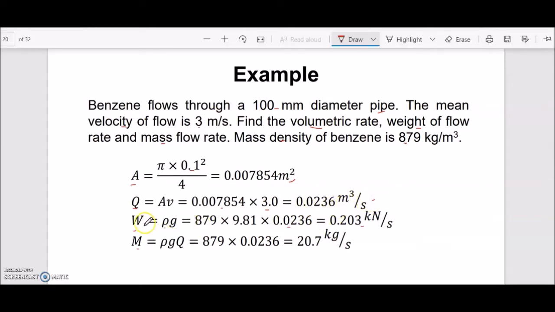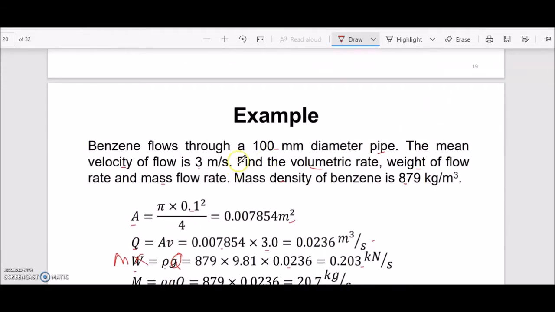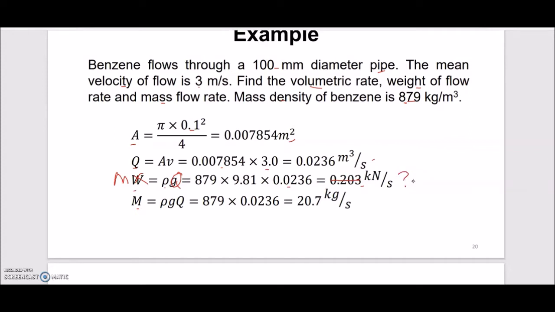So then you calculate your M. M is equal to rho Q. So rho is 879 given, and then times the Q. Q is calculated before, 0.0236. So please calculate the new value. Okay, there is some error here. So calculate the new value, and then you calculate your W.